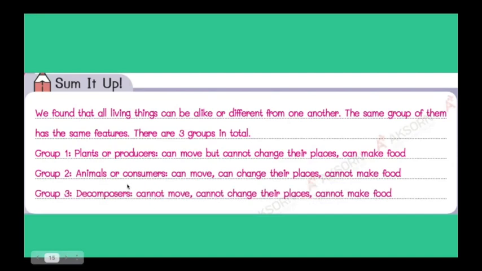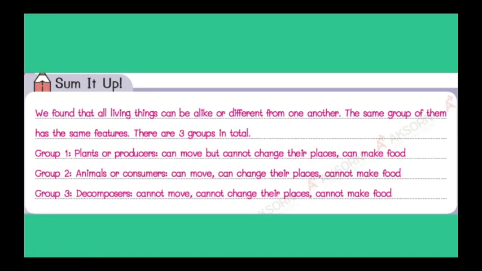Okay, we continue. Group number 3, eat others. Not plants, not animals. We call them decomposers. Repeat after me, decomposers. One more time, decomposers. It is group number 3, decomposers.